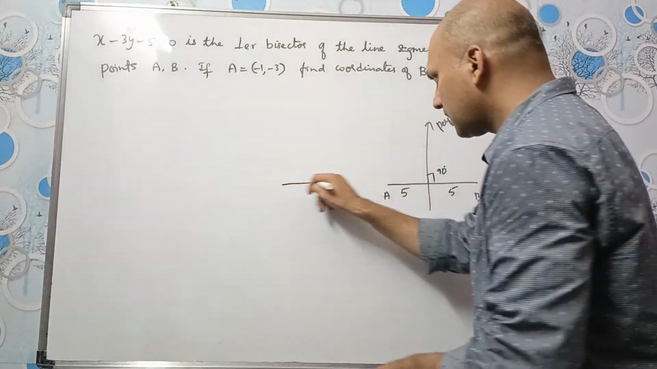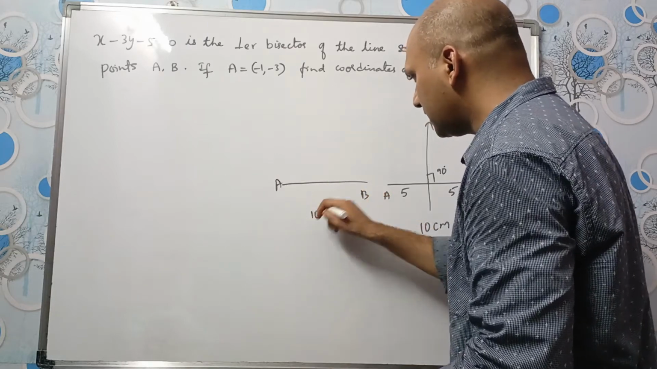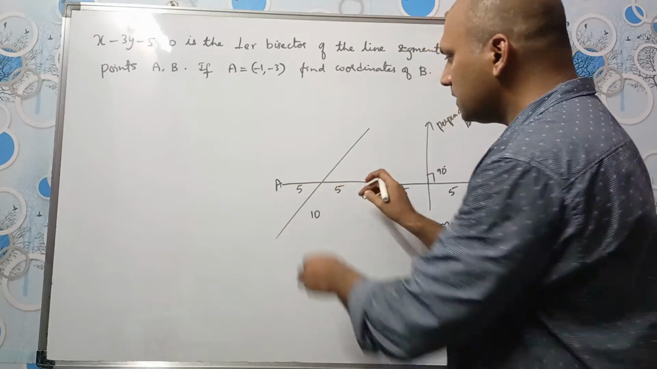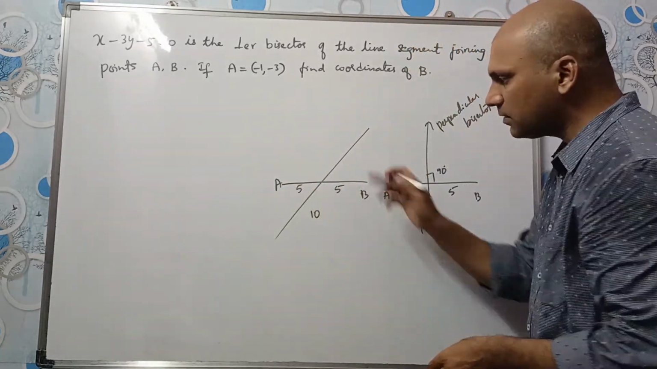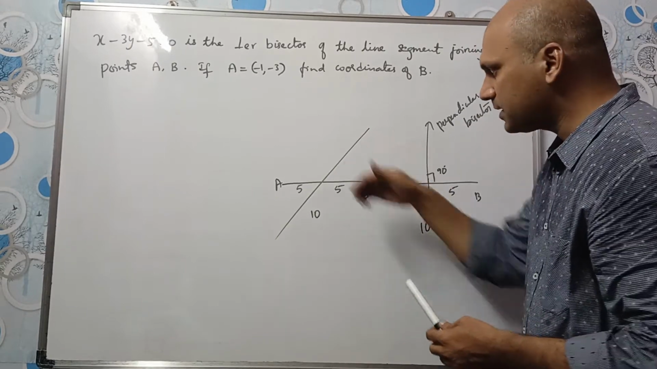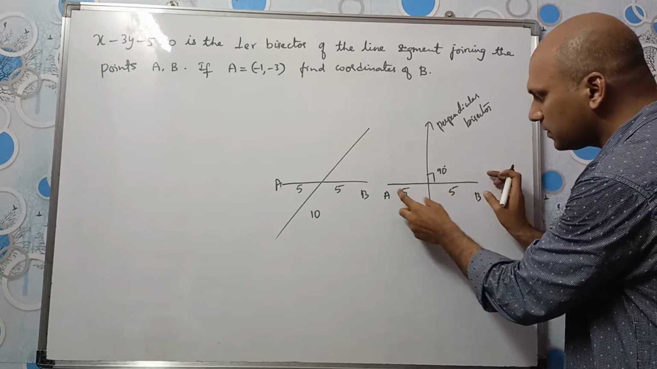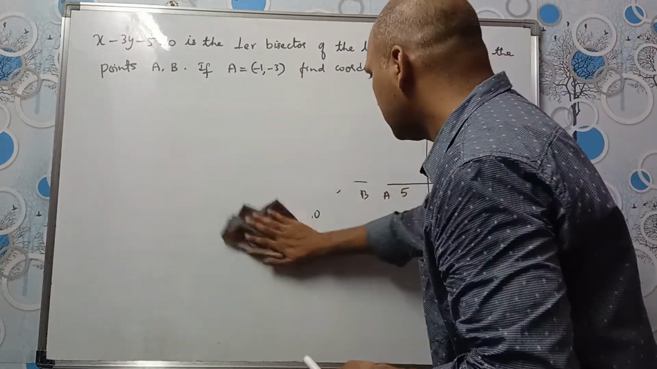See, if we have a straight line, let us say AB of 10 centimeters, this line is also dividing it into 5 and 5. This line is also dividing the line segment AB into two equal parts. But this is not a perpendicular bisector, it is only a bisector. A perpendicular bisector means it should also be perpendicular and it should also divide the line segment AB into two equal parts. Okay, alright.